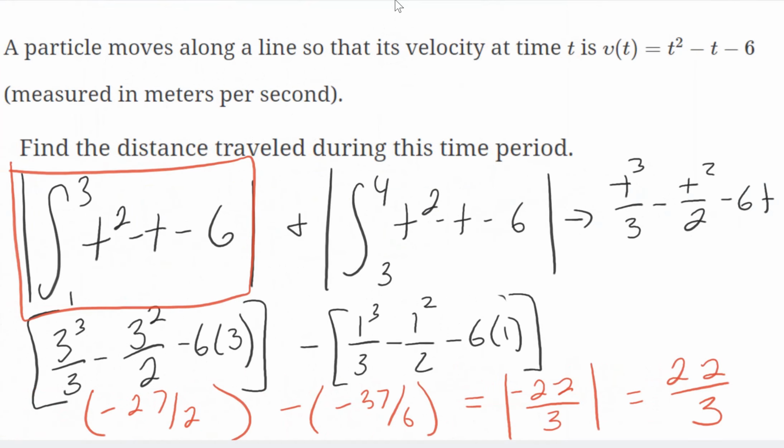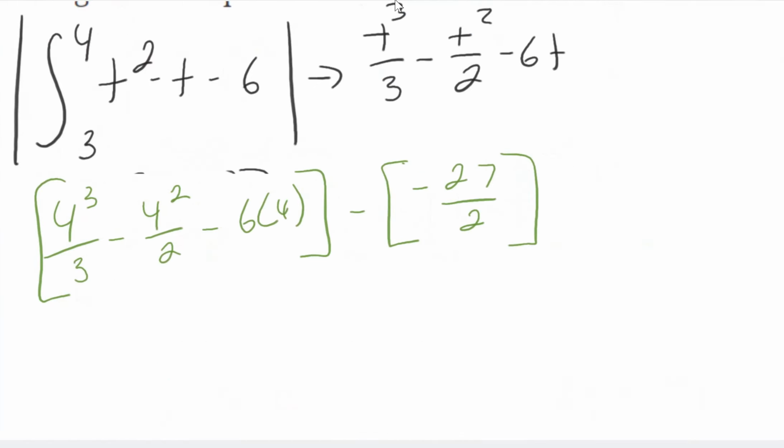Okay, so that was the 3. So 3 to the third over 3 is 27 over 3 minus 9 over 2 minus 18. And I just literally typed it all in my calculator. Wait, 27 over 3. Oh, okay. So this comes out to be negative 32 over 3. No, it's not 5 over plus 3. 27 over 2. No, that's 5 over 3.